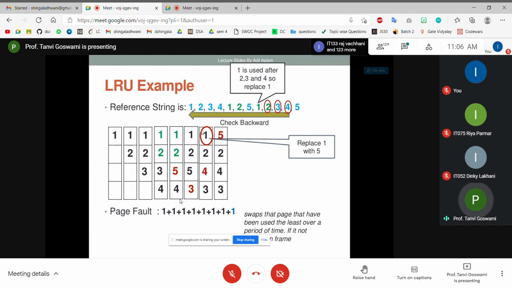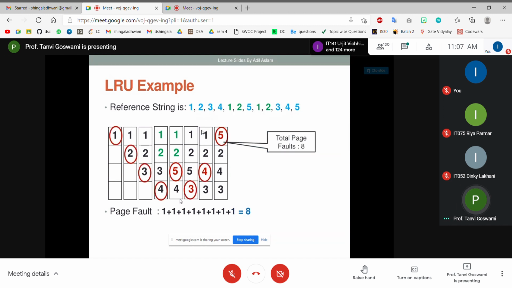We have to look at past references, and based on that we decide which page will be replaced first. In optimal, what do we look at? Future references. In FIFO, first in first out, the oldest page is replaced first. And LRU takes care of past references. The page which is used most of the time will not be replaced, but the page which is rarely referred to in the past, or least recently used, will be replaced first.